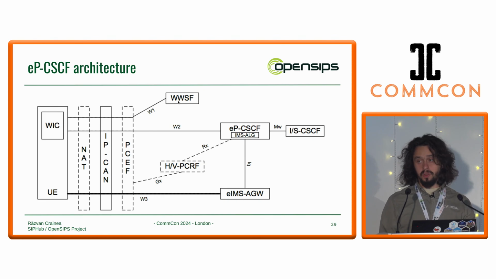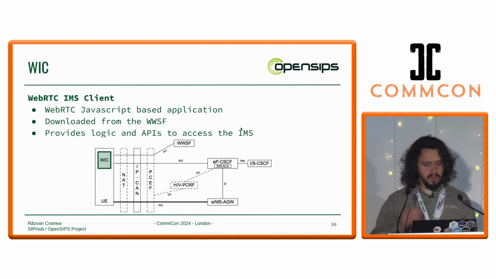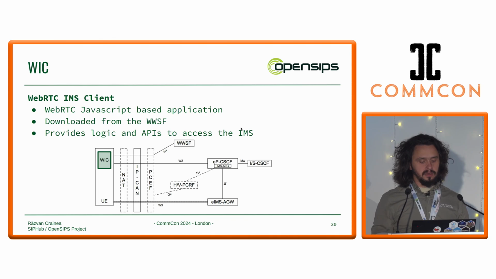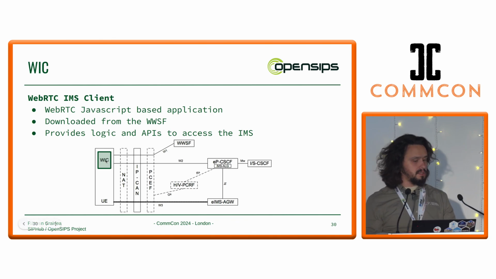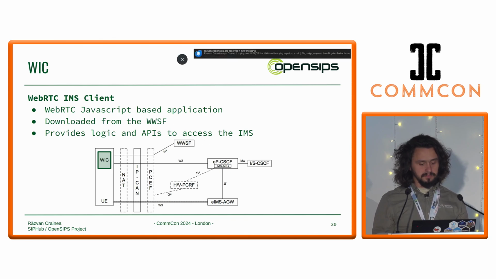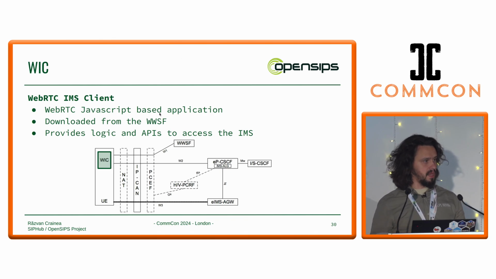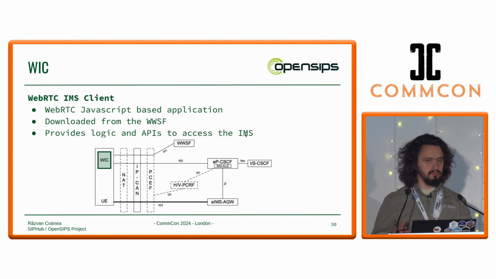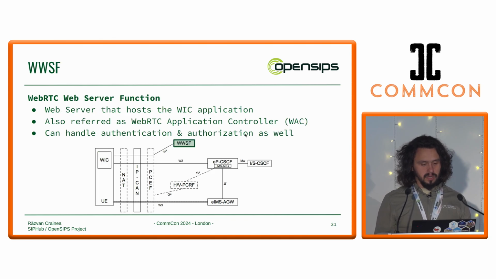So you have a web server. Here you have a WIC, which is basically a WebRTC application that is downloaded from this server and is able to interconnect directly to the ePCSCF. WIC stands for WebRTC IMS Client. It is basically a WebRTC JavaScript-based application that knows exactly how to communicate with the ePCSCF. It is downloaded from the web server and provides the logic and implements the APIs required by the specifications in order to access the IMS network.